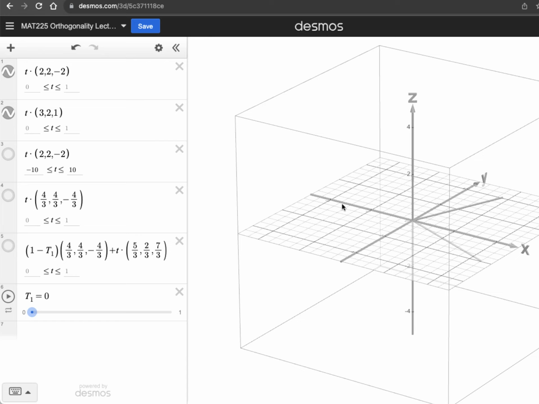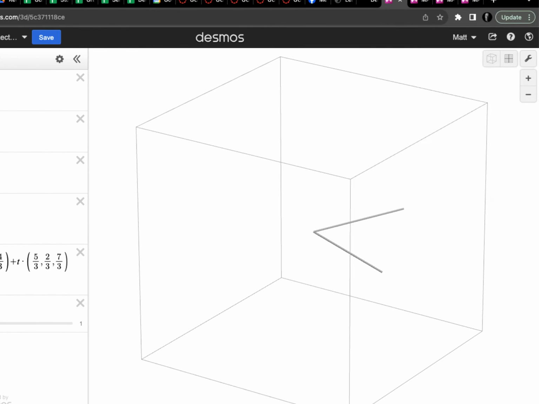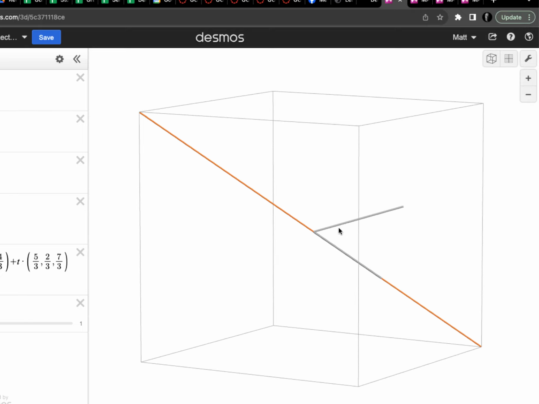I'm going to go ahead and get rid of all of the axes to declutter this. Now the span of vector v is this orange line, and we're going to project vector b, which is right here, down to this orange line. And we determined that we needed to do 2/3 of the basis vector for the vector space, which is this vector here.